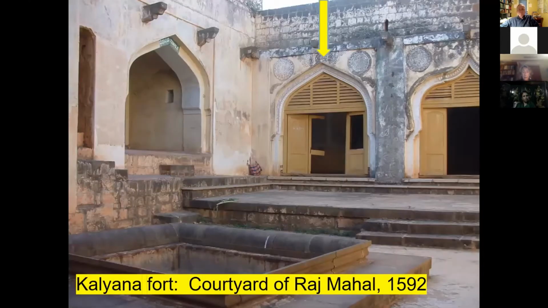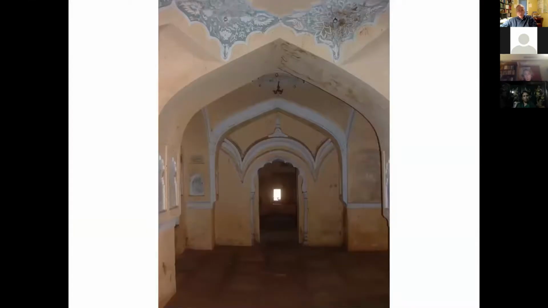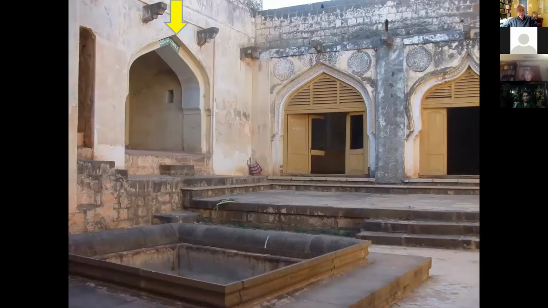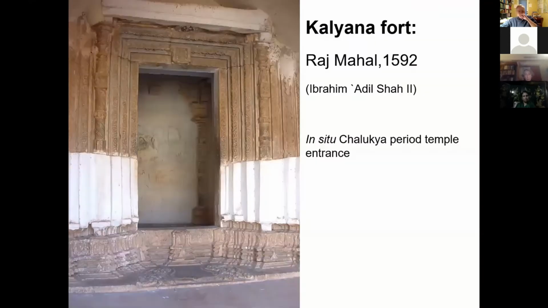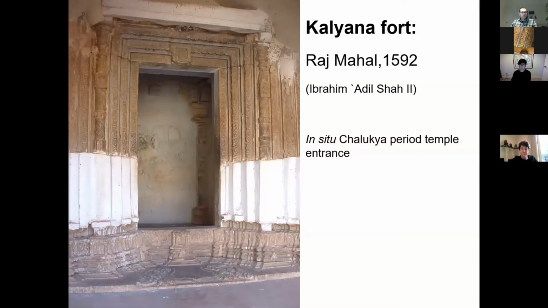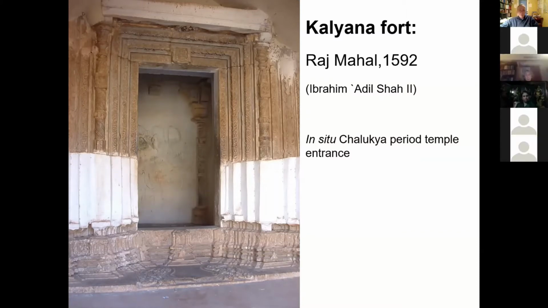One last example: in Kalyana Fort, under Ibrahim II in 1592, we have this courtyard of the Raj Mahal, where you have a number of openings. The one to the north, you go into a typical Persianate kind of palace room, but you go back out into the other opening to the left on the western side, and it takes you to an in situ Chalukya temple, which has never been moved. It was always there. Indeed, the whole palace was built around this particular Chalukya temple.